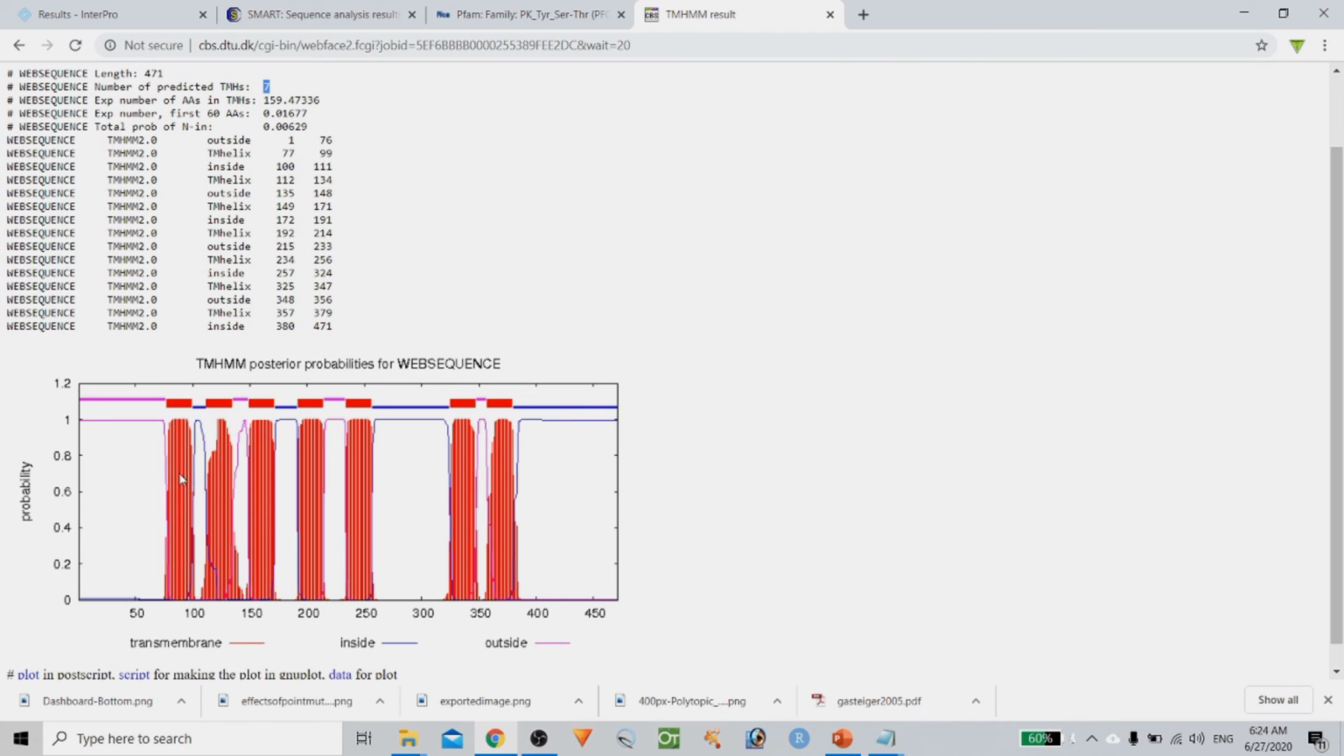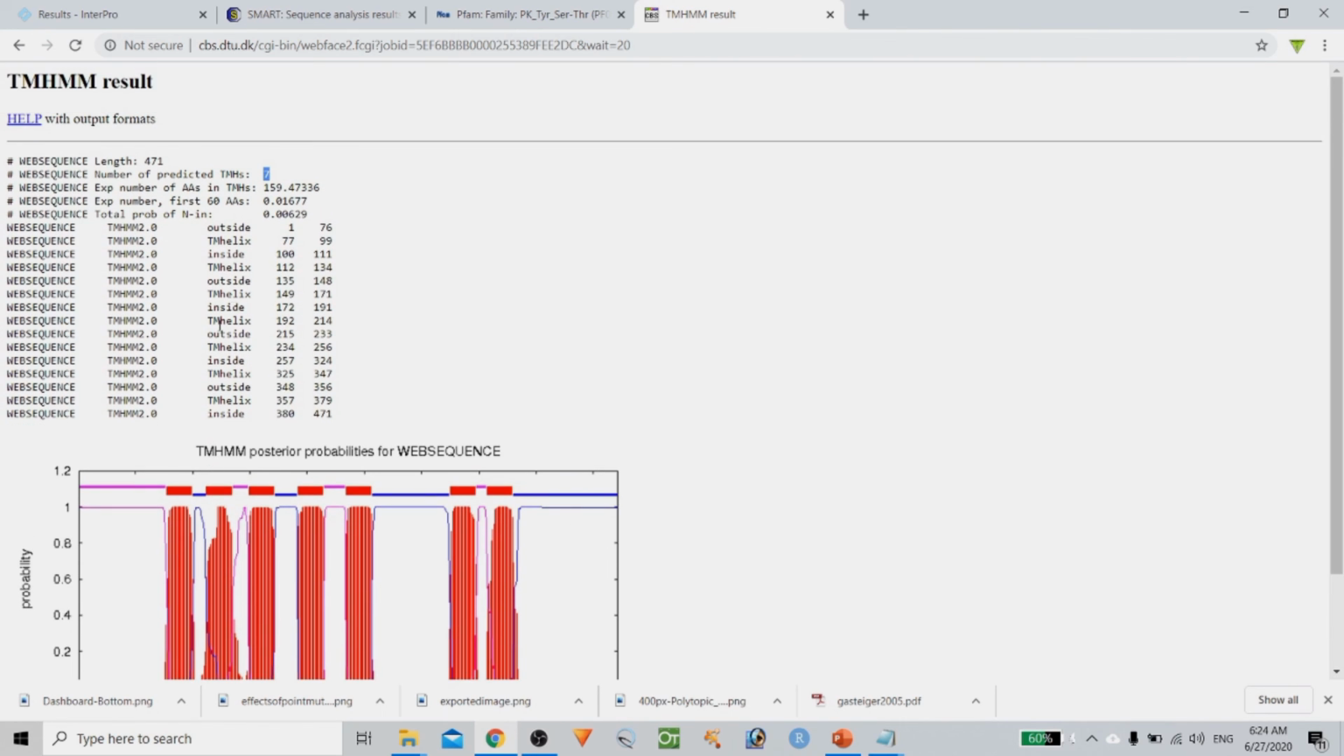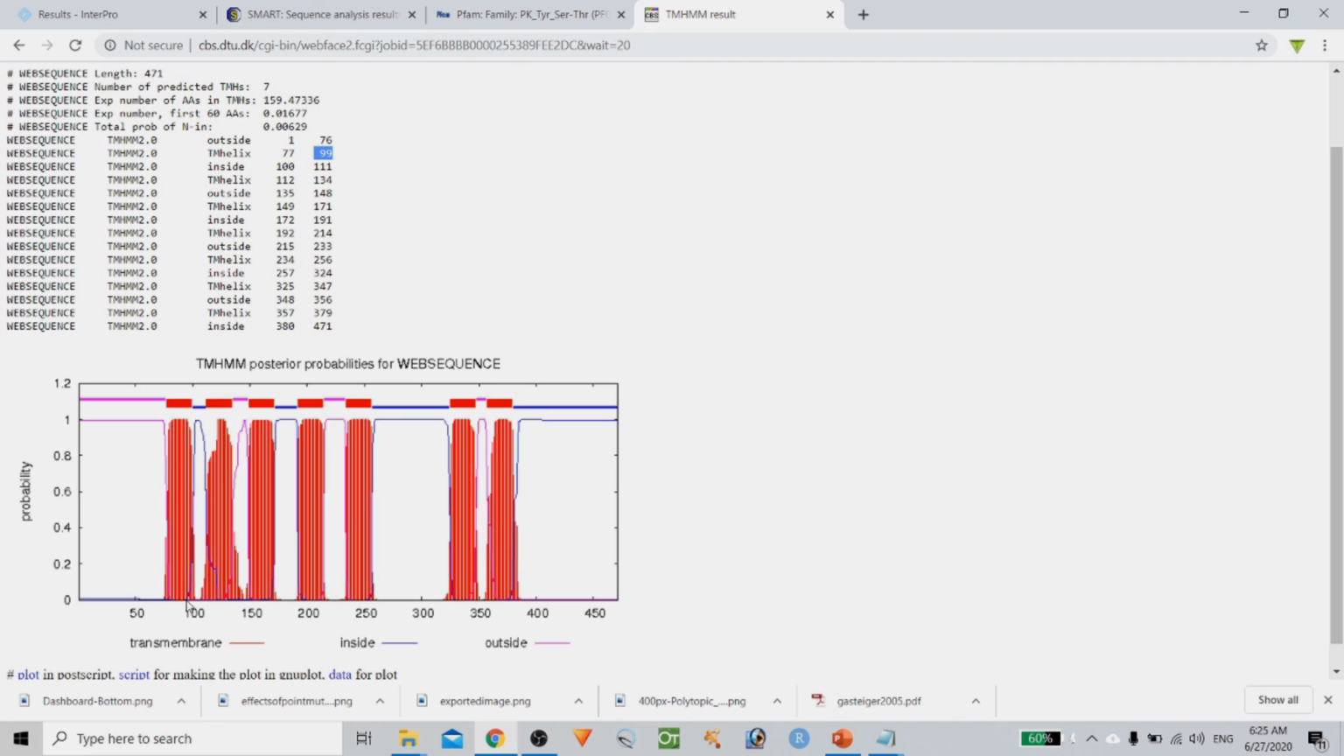This part is spanning the membrane. This region has been spanned in the lipid membrane, and this thick part belongs to the inside of the cell. It will show you the exact location. You can see the outside of the cell, from the first amino acid to the 76th amino acid, is located outside, and amino acids 77 to 99 are located in the membrane spanning region. Then 100 to 111 is a loop, a connector between these two helices, located inside. Like this, you can easily identify the transmembrane region in your protein sequence.